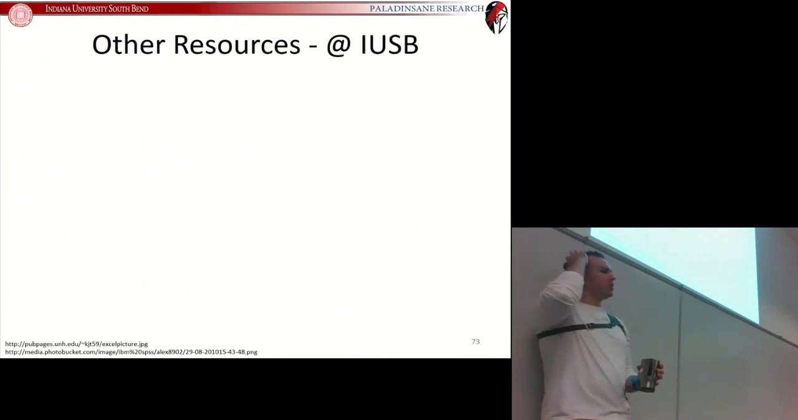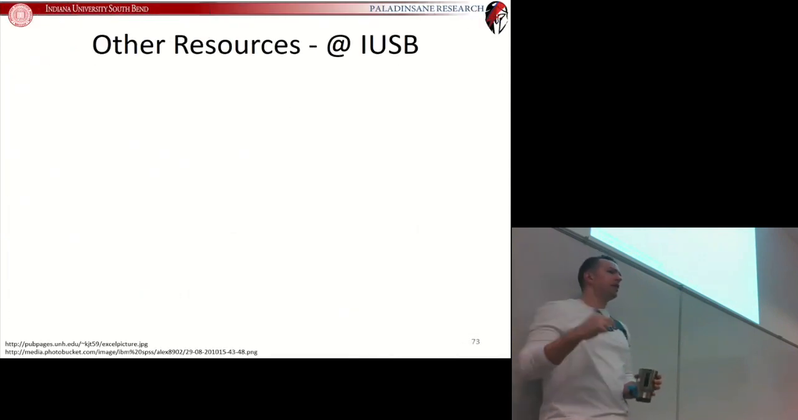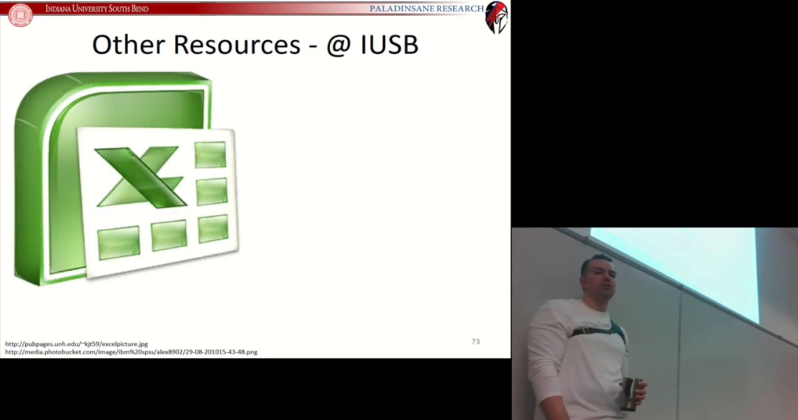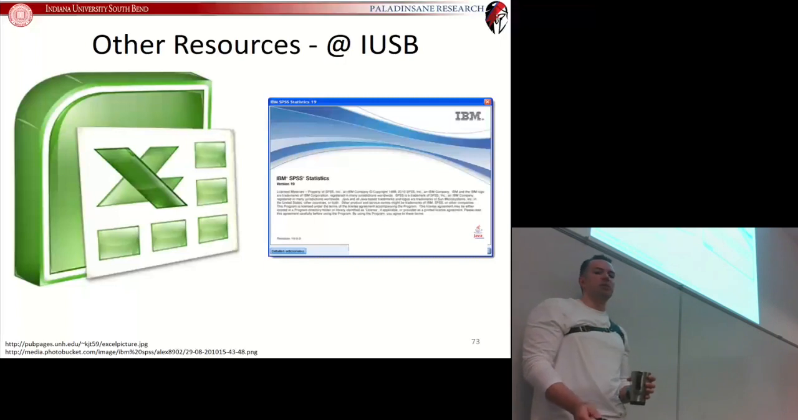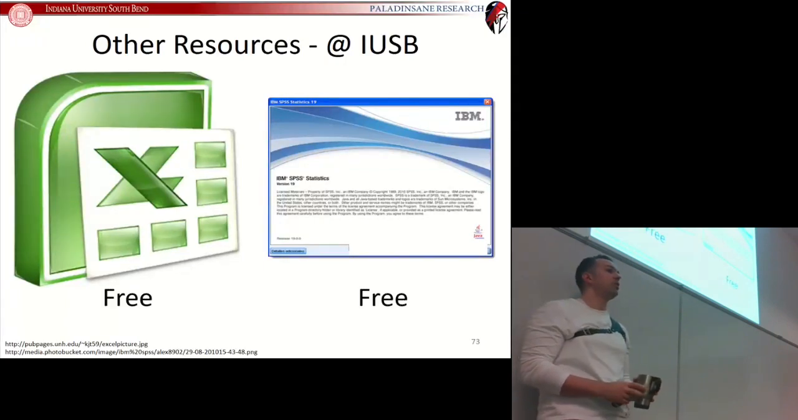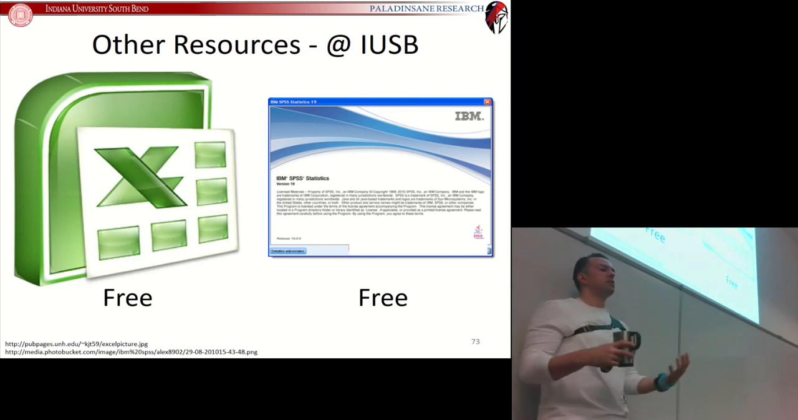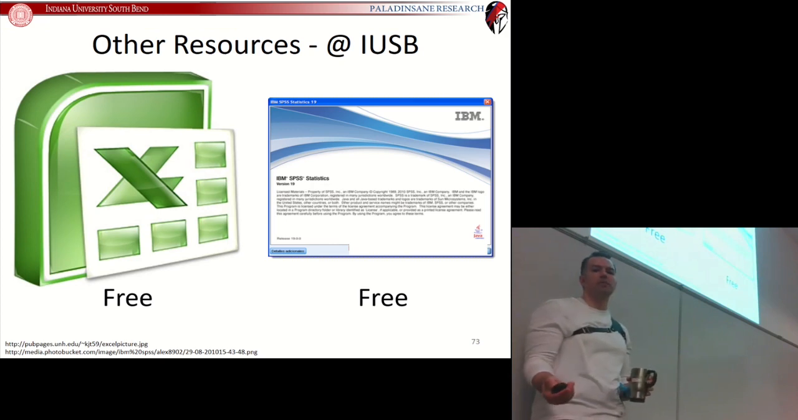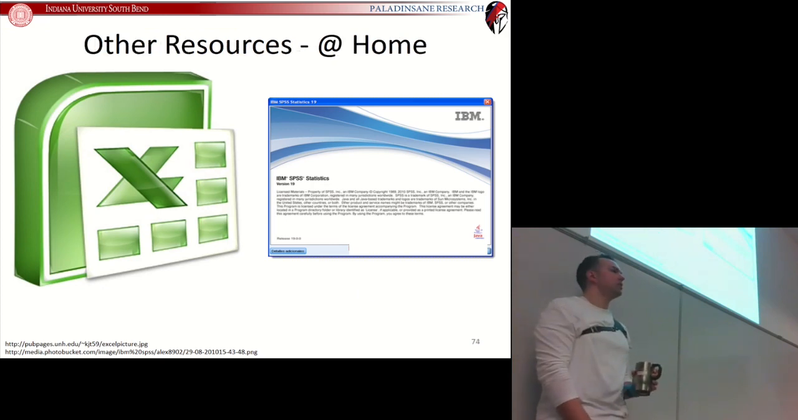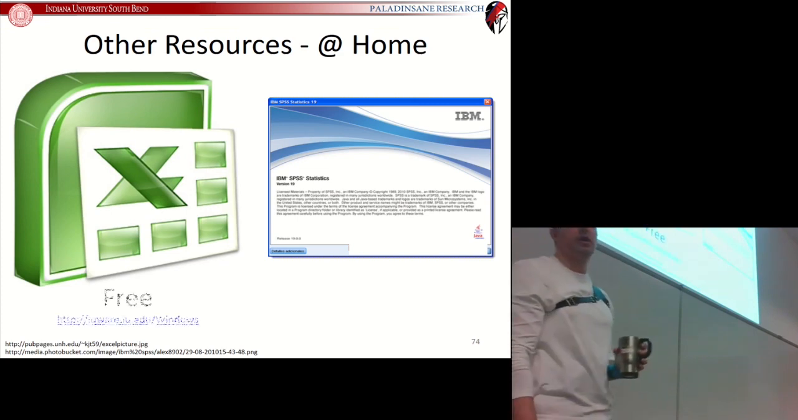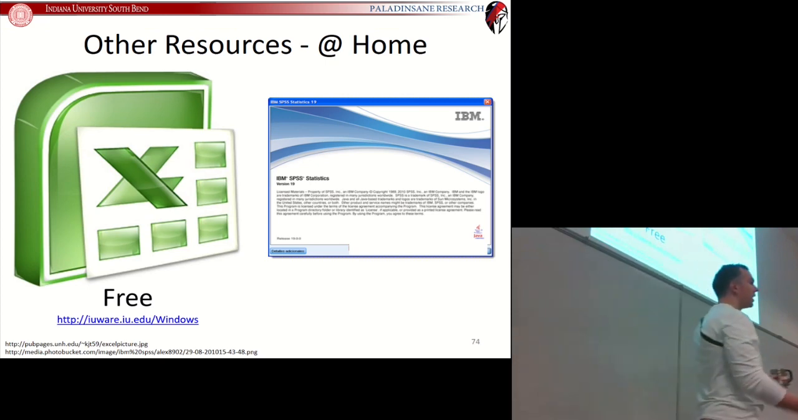Other resources that you will have access to. While you're here at IUSB, if you're using one of the computers here, you will have access to Excel and SPSS, and both of those are for free. You can do the entire course here at IUSB. You have the software that is required. At home, you can actually do the entire course as well, for free. So you have the software that you need, with one little difference.